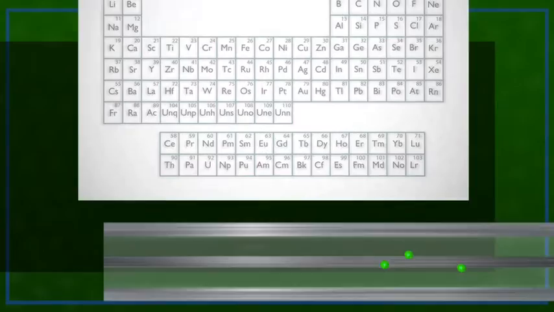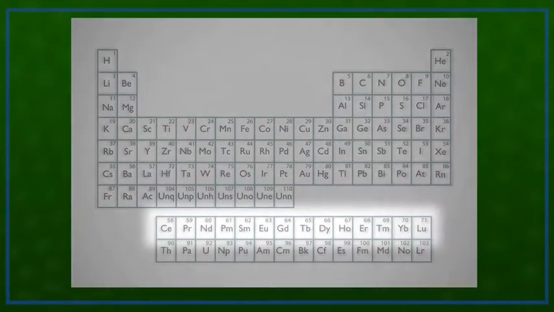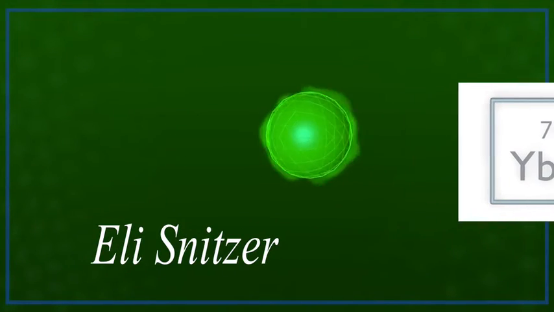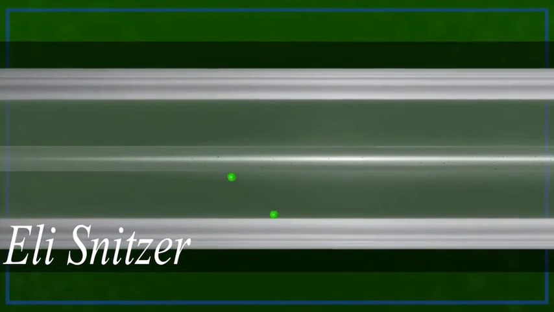A fiber laser works by reflecting light through an optical cavity so that the stream of photons stimulates atoms that store and release light energy at useful wavelengths. On the periodic chart, these elements appear in the lanthanide series. Ytterbium is the most common lasing atom. Eli Schnitzer, a pioneer in optical fibers, learned to dope the core of an optical fiber with ytterbium to control the refractive index and photon absorption.